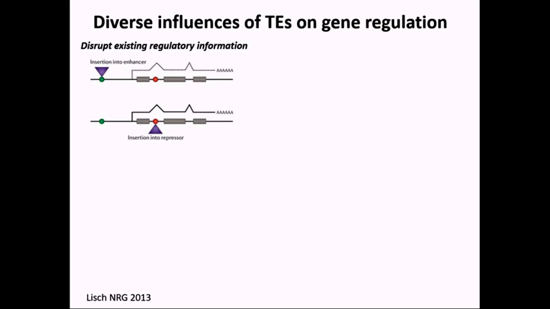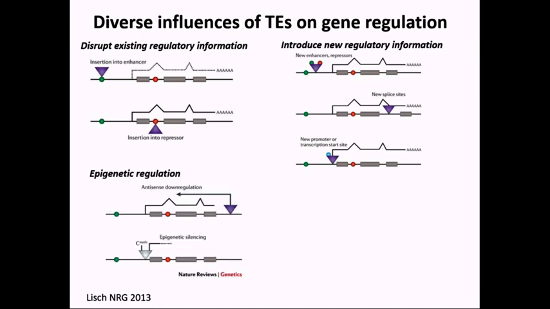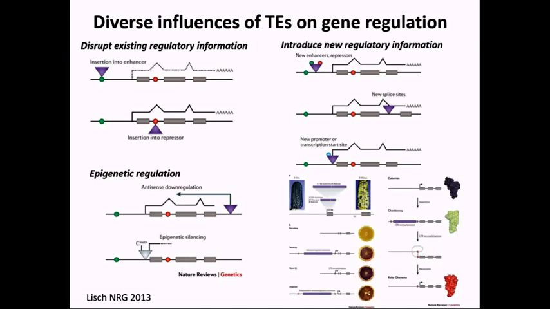So they can insert into enhancers or repressors and affect their regulation. They could bring with them their own regulatory information, splice sites or promoters, or they could affect the epigenetic regulation or small RNAs. So in each of these cases, they're affecting regulation of genetic information. There are nice examples in plants where this affects the phenotype.